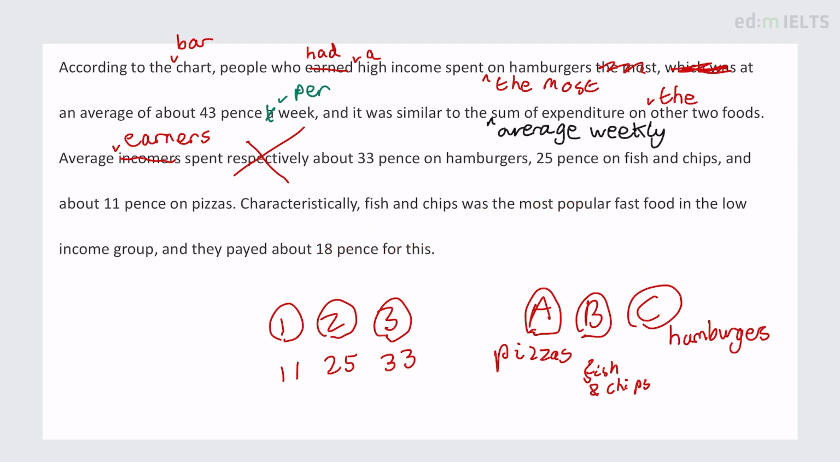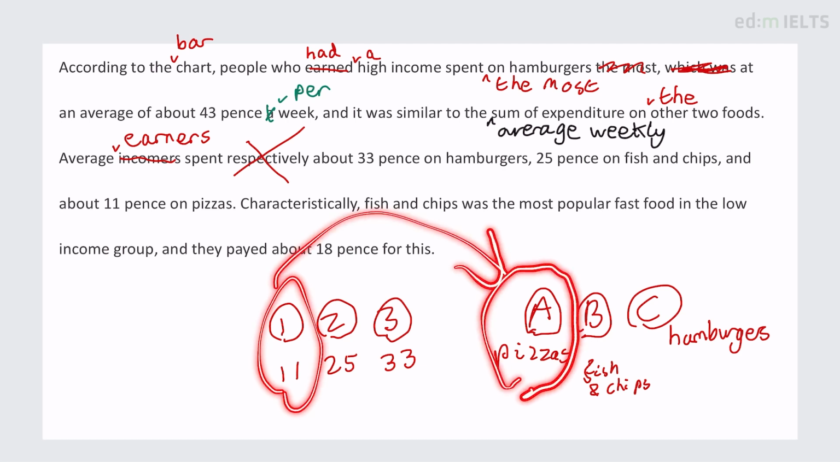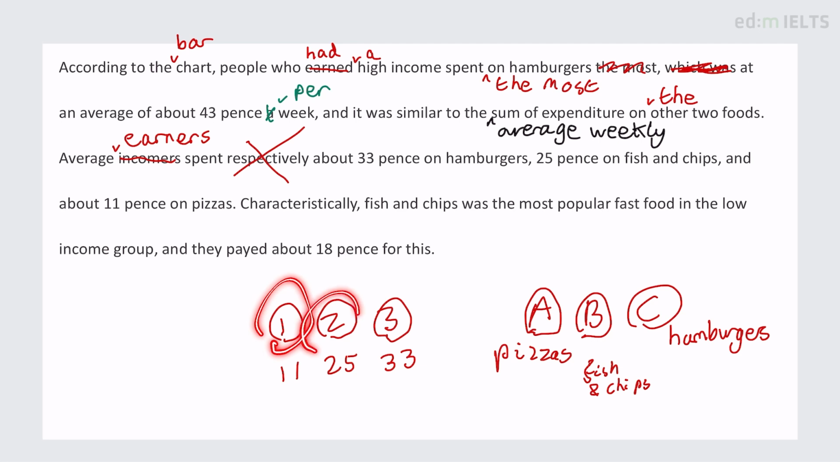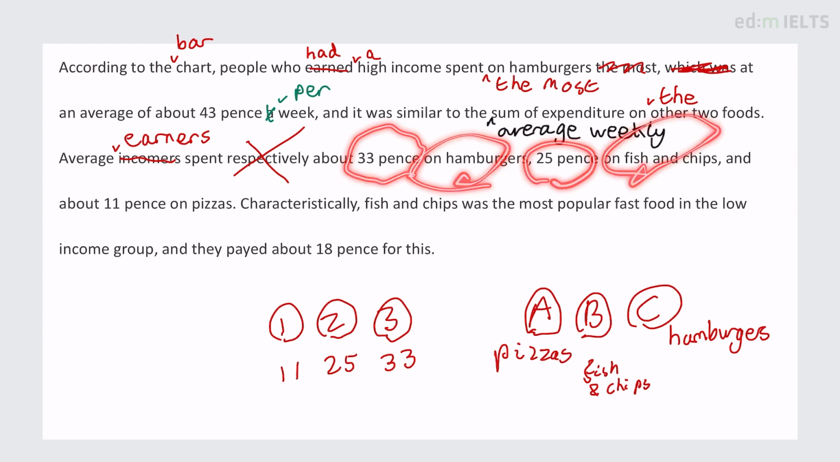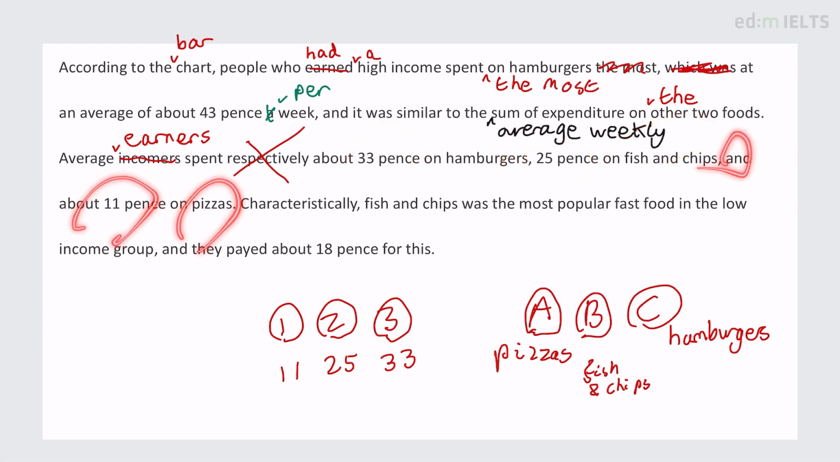So the order I give has to match. If this is the first one, it has to kind of match with this one. So 1, 2, and 3 were spent on A, B, and C respectively. So the order is important. But the reason why you use this is to kind of skip words. So here, the problem is it's saying 33 pence on hamburgers, 25 pence on fish and chips, and 11 pence on pizzas. And that's not the way you use this word respectively.